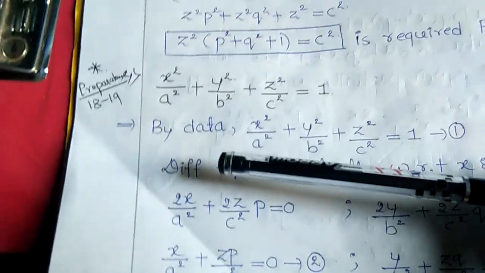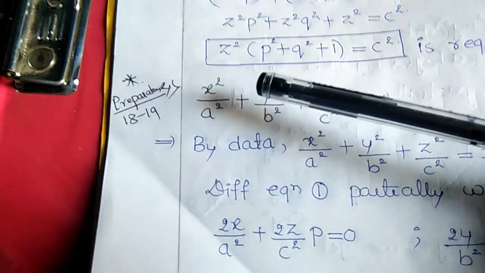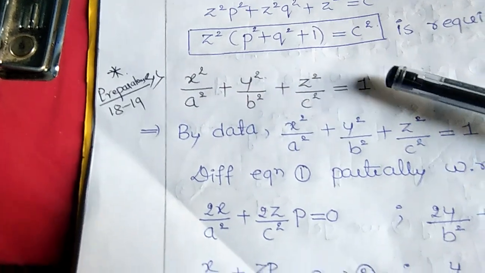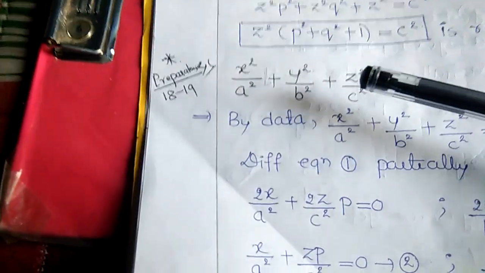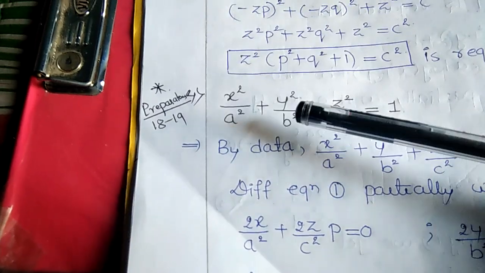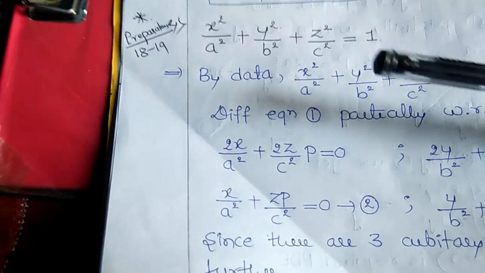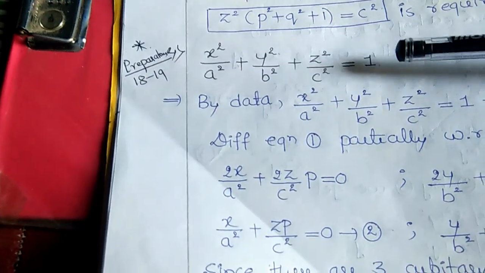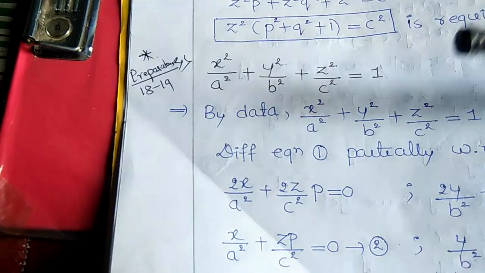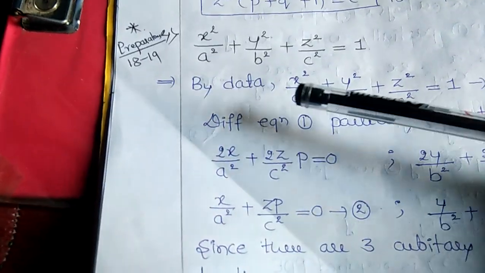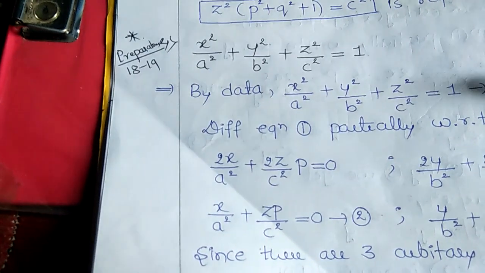Next, fourth example: x square by a square plus y square by b square plus z square by c square is equal to 1. Write the given equation. It is having three arbitrary constants a, b and c. So it is having three arbitrary constants, means it is more than two arbitrary constants, so you have to differentiate twice. So given equation, call it as equation 1.